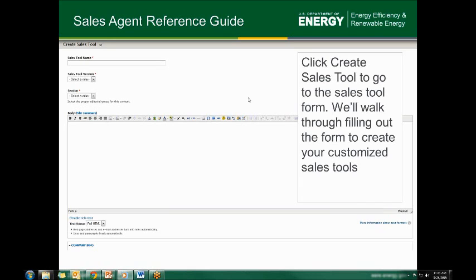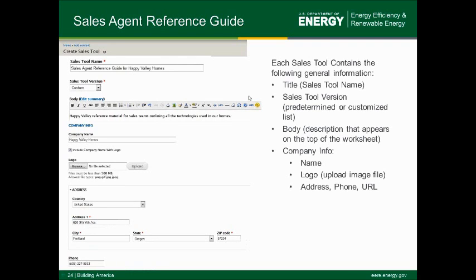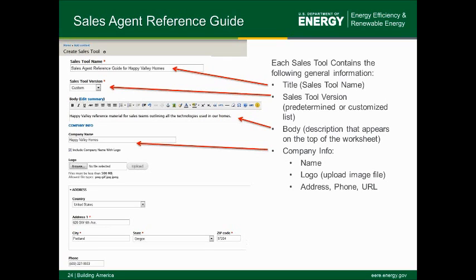So let's take a look at this form. Each sales tool contains the same general information. The first is the title. You do have to give your sales tool a title, which is what the little red star means. So in this case, I'm going to call it Sales Agent Reference Guide for Happy Valley Homes, my builder name.